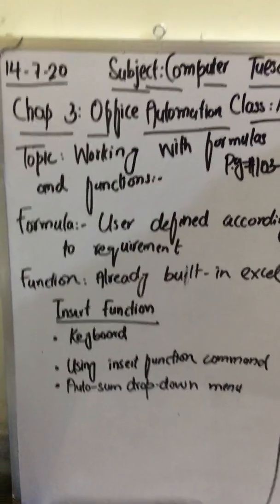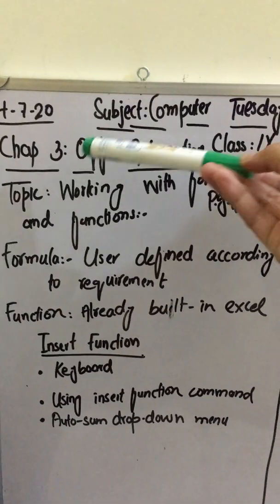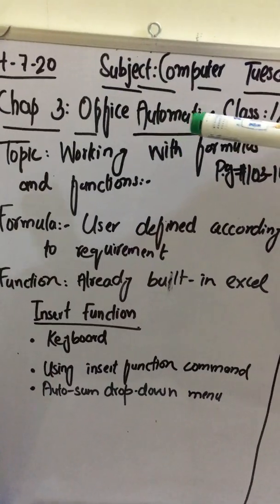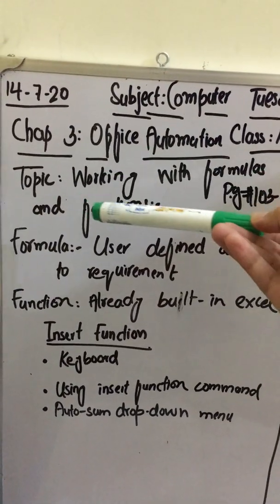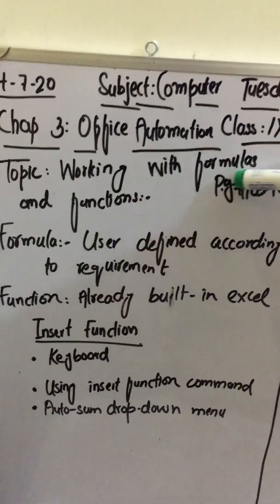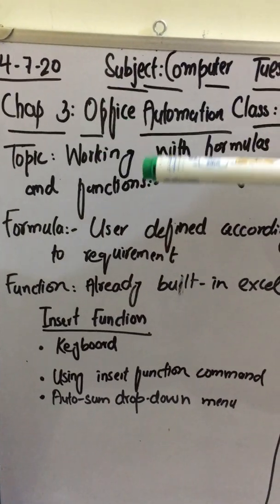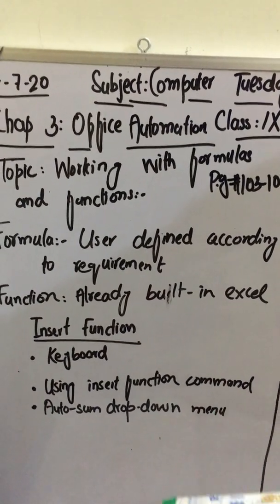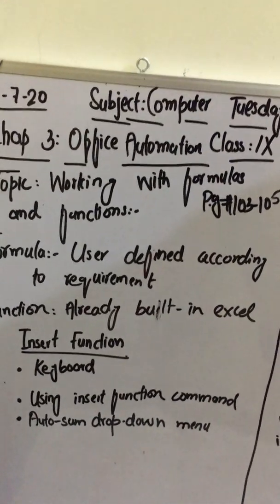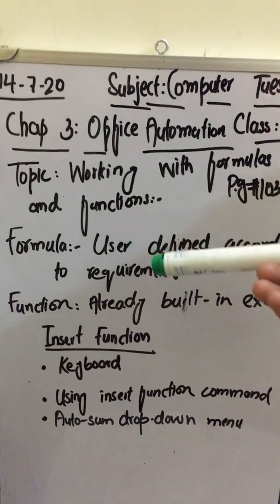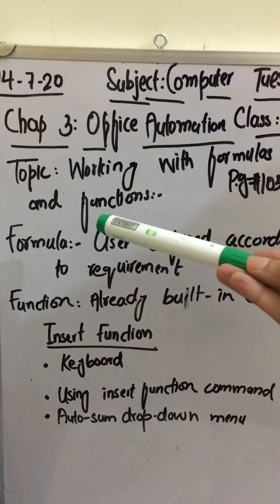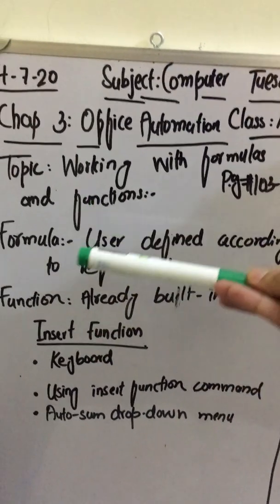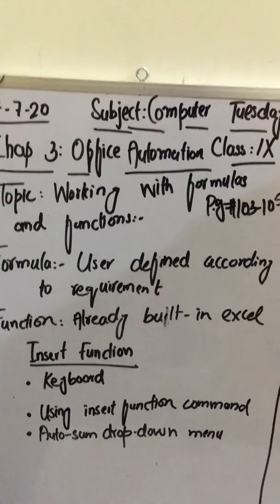This is your computer science lecture and we are doing chapter number 3, office automation. Students, our today's topic is working with formulas and working with functions. Page number is 103 till page number 105. First, what we need to know is what is a formula and what is a function, and what is the difference between the two.